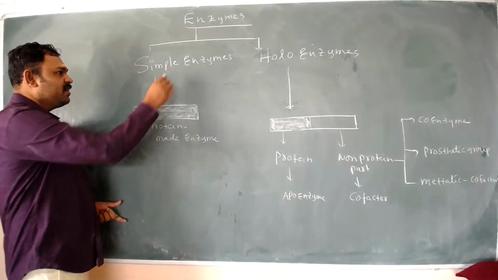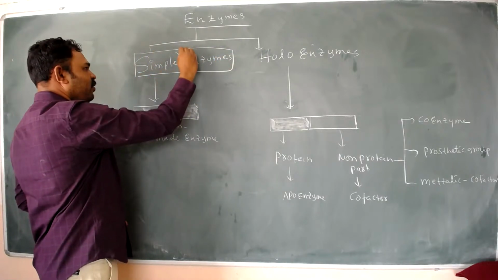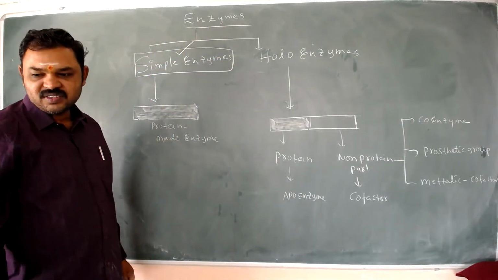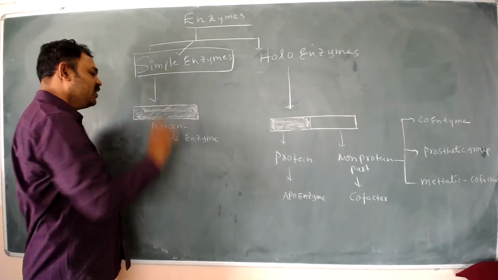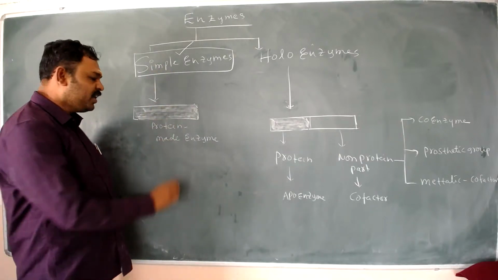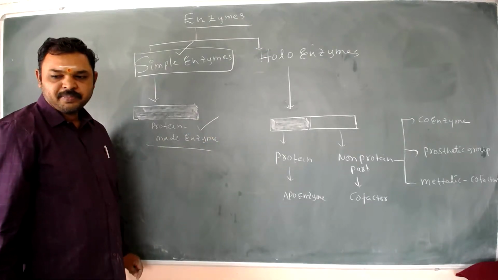If the enzyme is made up of protein, such an enzyme is called a simple enzyme. If enzymes are made only of proteins, they are called simple enzymes. So protein-made enzymes are called simple enzymes.